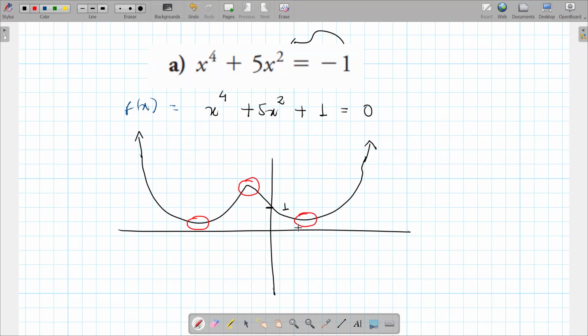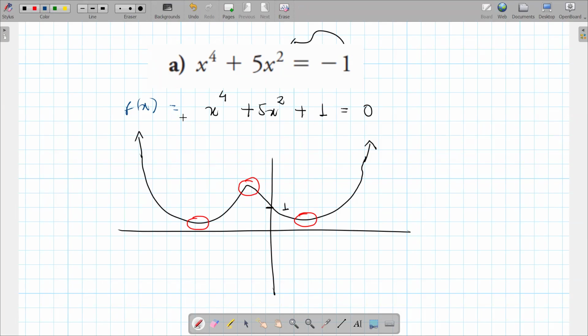Turning points. What do they have in common? What's special about a turning point? What's the slope of the tangent line at a turning point? 0. So let's find out where the turning points are.